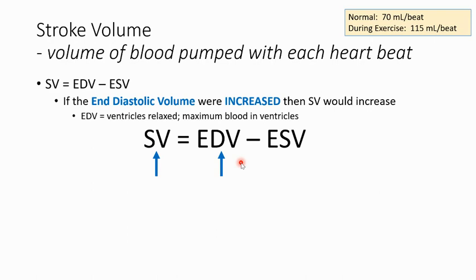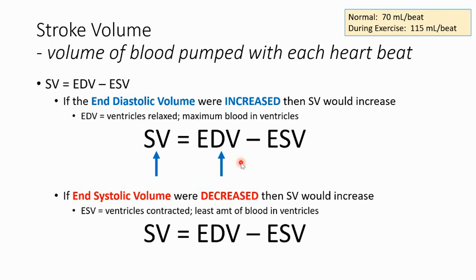During exercise is when end diastolic volume will increase, because again, the heart is pushing more blood, so that means more blood is going to go from the body back to the heart again. So that's going to increase that end diastolic volume, which ultimately will increase stroke volume. Now, the reverse is true. If end systolic volume were decreased, that's also going to increase stroke volume, the output, the amount of blood leaving the heart. So how is this making sense?